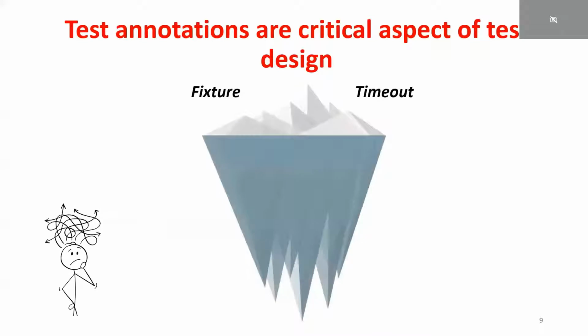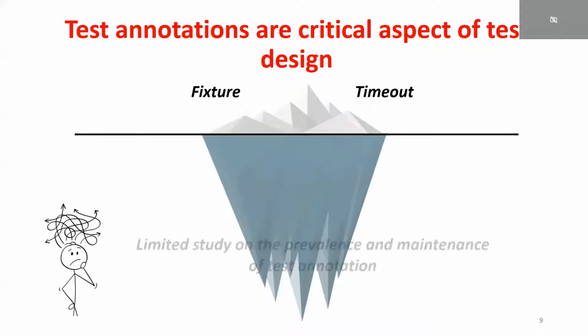Test fixture and timeouts are only some of the examples of annotations used in the test code. And despite their importance, there is limited empirical evidence on the prevalence and maintenance of annotation in the test code. So there's a need to study test annotation maintenance in the wild.